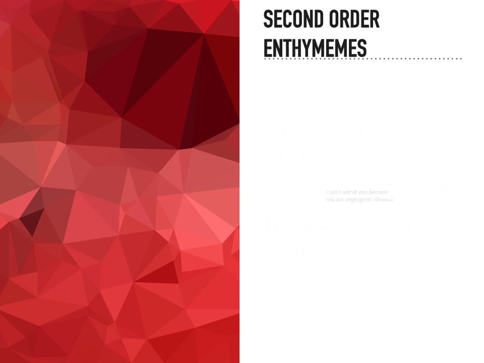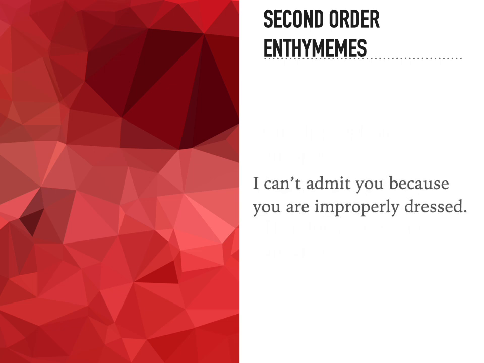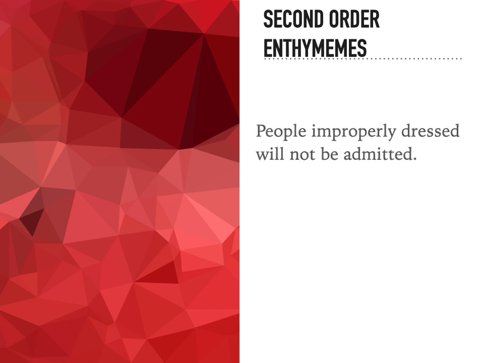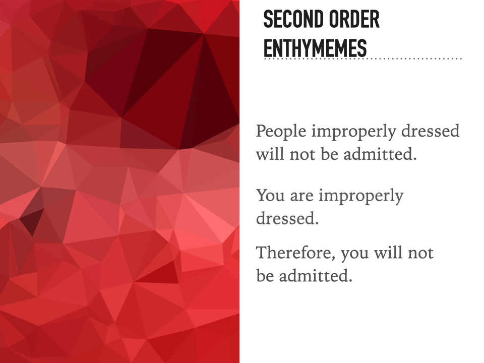Another example is this. I can't admit you because you are improperly dressed. Looking like a syllogism, it would be people improperly dressed will not be admitted. Therefore, you will not be admitted. The minor premise would be you are improperly dressed. So the syllogism would be people improperly dressed will not be admitted. You are improperly dressed, therefore you will not be admitted.